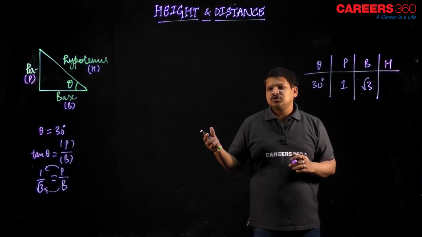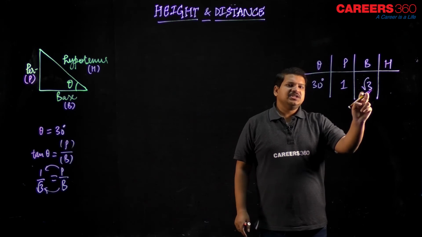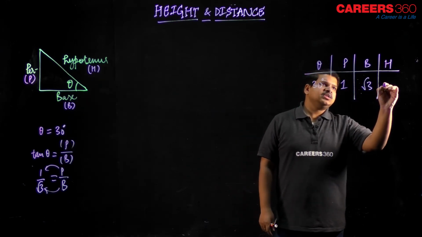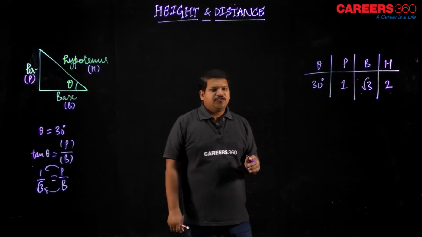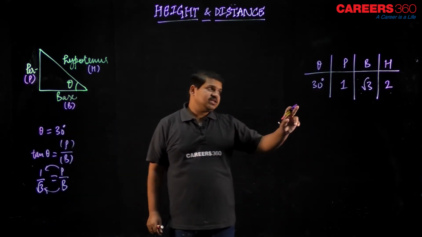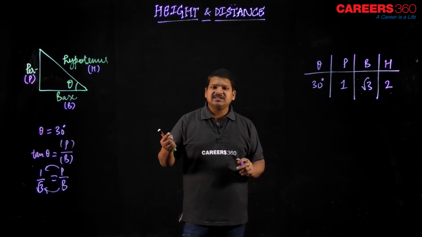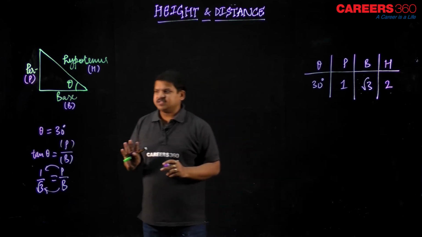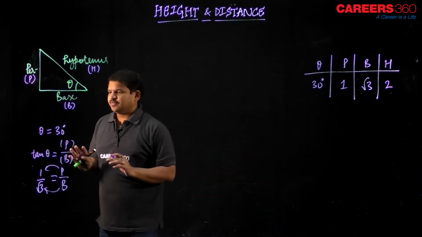All you need to do is apply the Pythagoras theorem right over here. So, square root of 1 square plus root 3 square. This will give me 2. So if this theta is 30, then this will be the ratio of perpendicular, base and hypotenuse. I hope it is making complete sense to you, right?